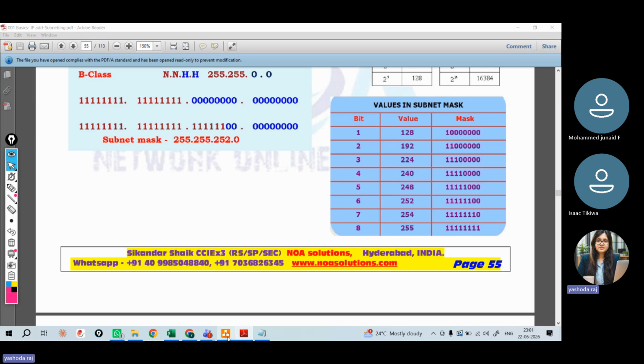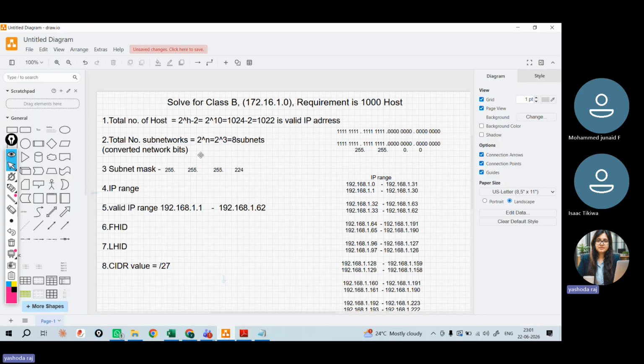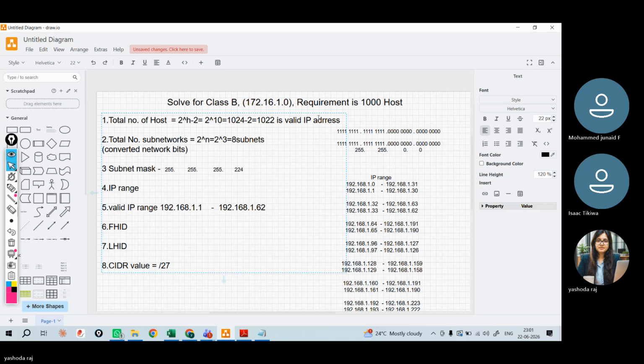Okay, so now what you can do is turn this one on. So here you write 252.0. So what is the subnet mask here? 252.0. Is this right? Yes. Okay.